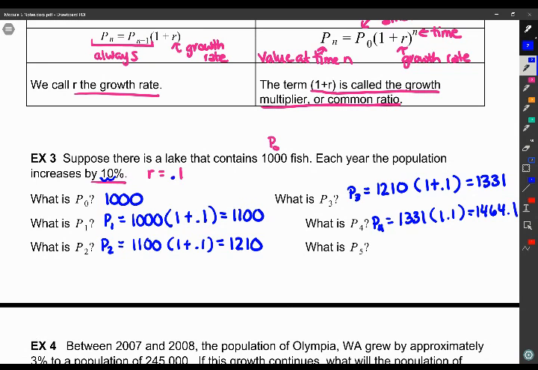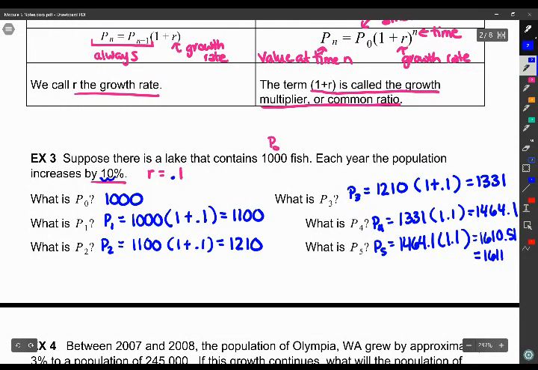Now, when you get that, you may have to round it to the nearest fish, or they might just have you round it, so it'd be like 1464. P sub 5, if you put your value in, and we get 1.1. And again, just be careful, make sure you're reading what they want you to do. So this is 1611.51. If I was putting it in the computer, it'd probably have me say 1611, and this one would probably have me do 1464. Just be aware of that. Read your question carefully.